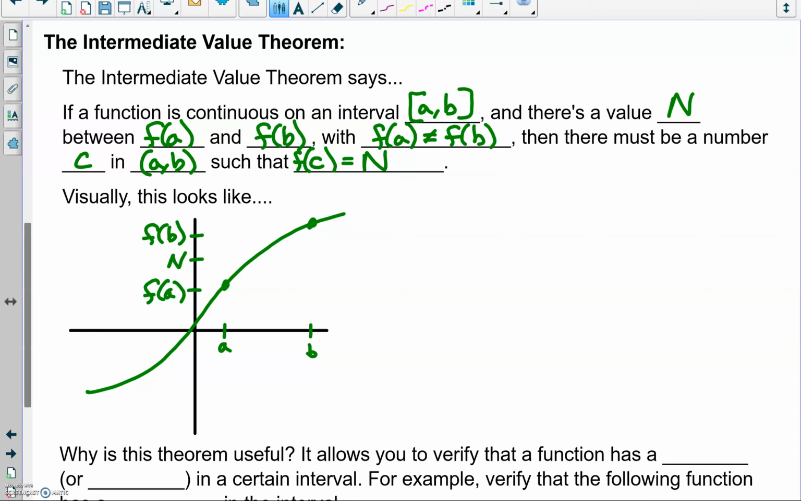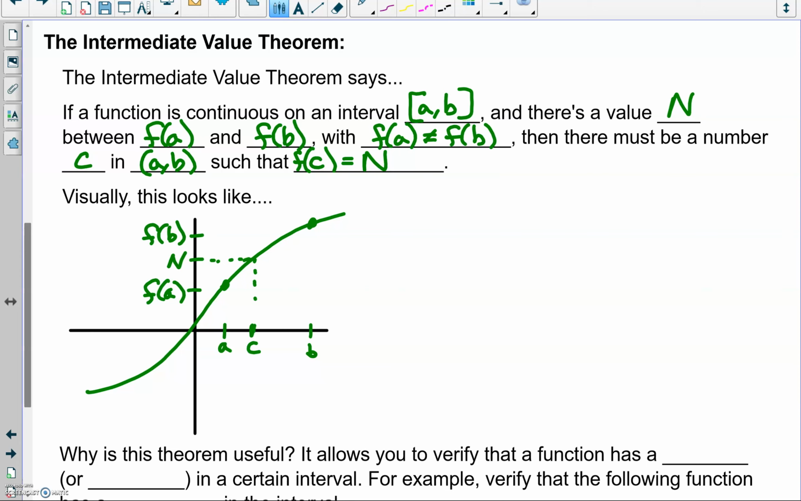Well, if that's all true, there must be a number c in between a and b such that the f of c equals n. And looking at this visually, it's pretty clear. There's n right here that would kind of take you over to here and bring you down to here. Well, there's the c value. That c will give you an f of c that equals the n.